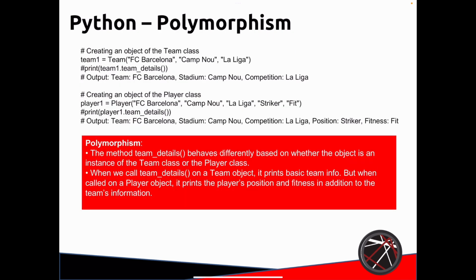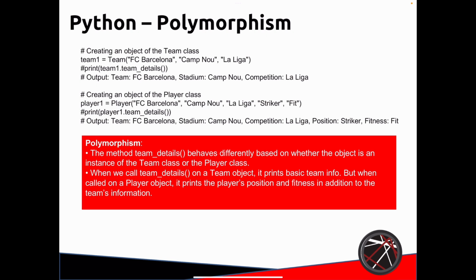So we'll just show you an actual example. You can see that with the team output, we'd have Barcelona, Camp Nou, and La Liga. And then if we output the player, we would then get Barcelona again, Camp Nou, and La Liga, as well as striker, and also that they're fit to play.